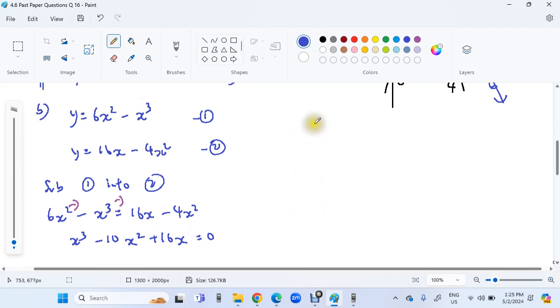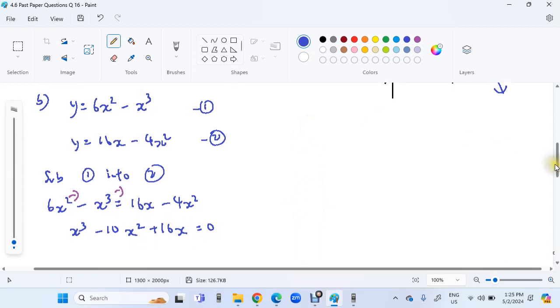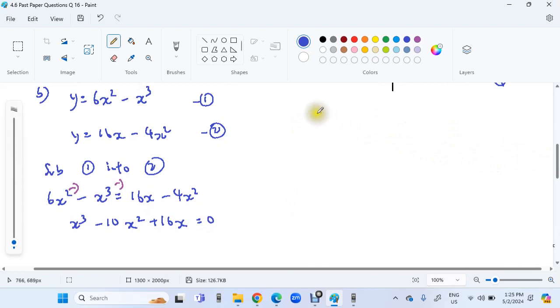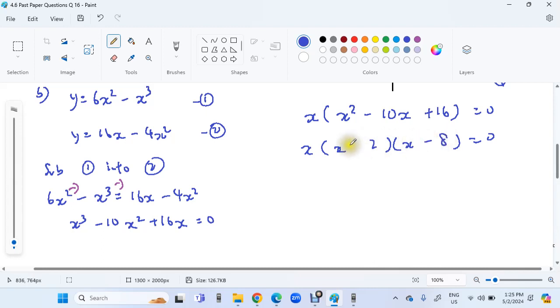So we can do the factorization. We can factorize the x here. So we have x times x squared minus 10x plus 16 equal to 0. This one factorizes as 2 times 8 is 16, so x equal to 0, x equal to 2, and x equal to 8.